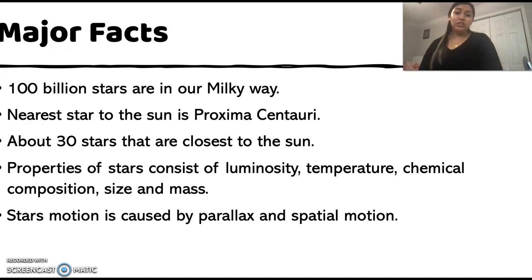Properties of stars consist of luminosity, temperature, chemical composition, size, and mass. For us to fully understand those properties, we need to first measure the distance of the stars. Stars' motion is caused by parallax in spatial motion. Spatial motion has two components: radial motion, which is along the line of sight, and transverse motion, which is perpendicular to the line of sight.